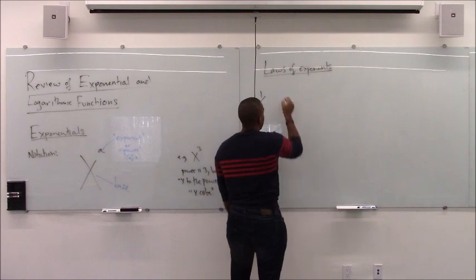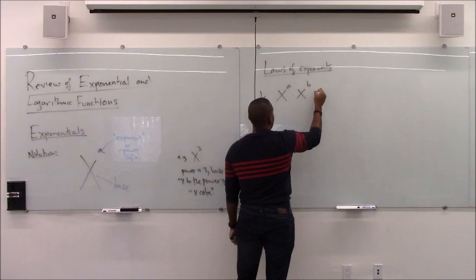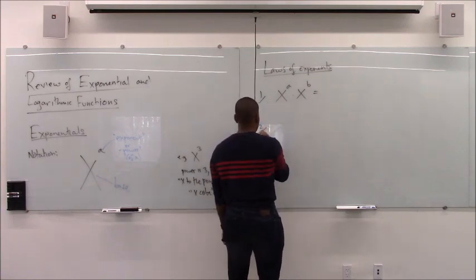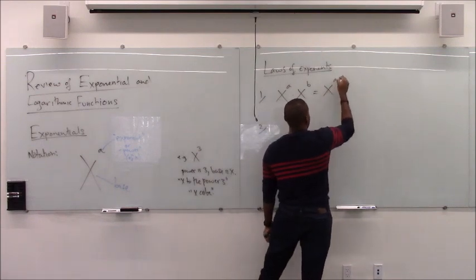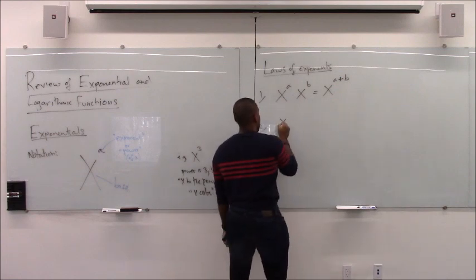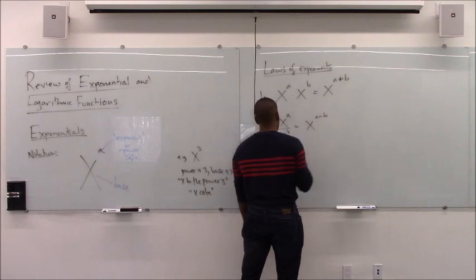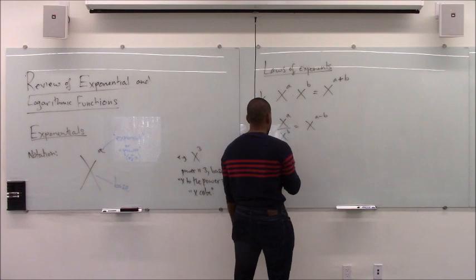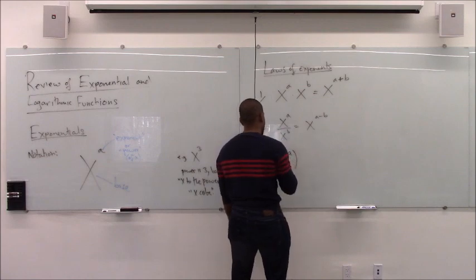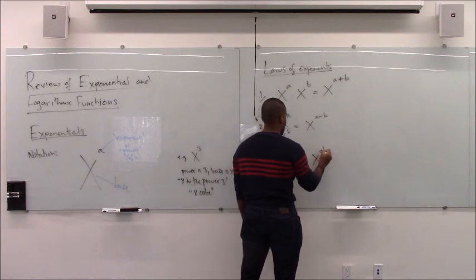Let's do one. If you have two exponentials, they have the same base, and you multiply them, what happens? Don't you just add the exponents? You add the exponents. So if you multiply things of the same base, you add the powers. If you divide things of the same base, you subtract the powers. If you have something to a power and you raise it to another power, you multiply the powers.